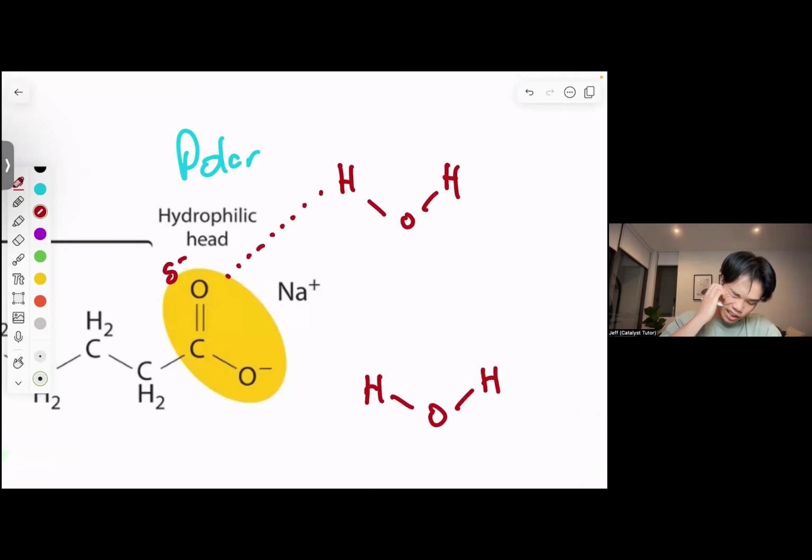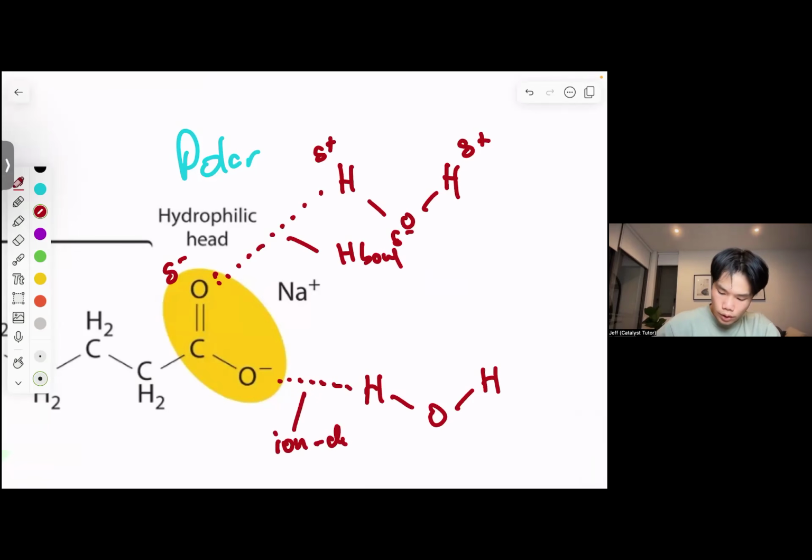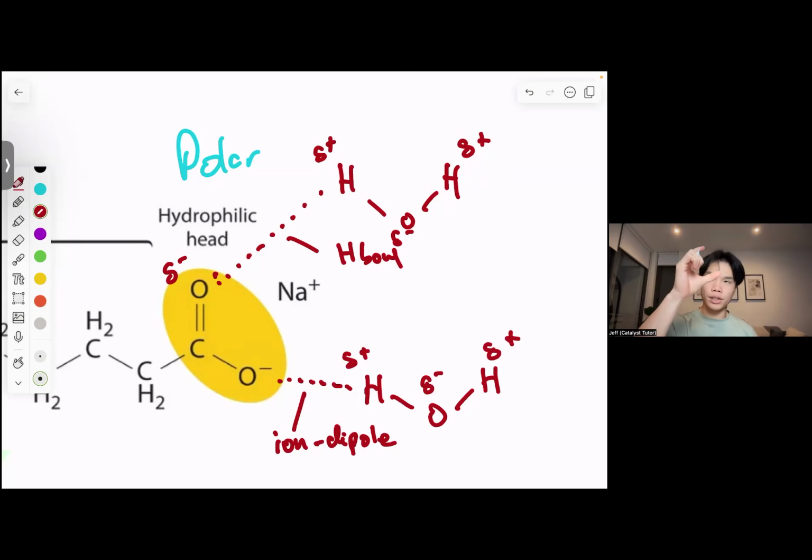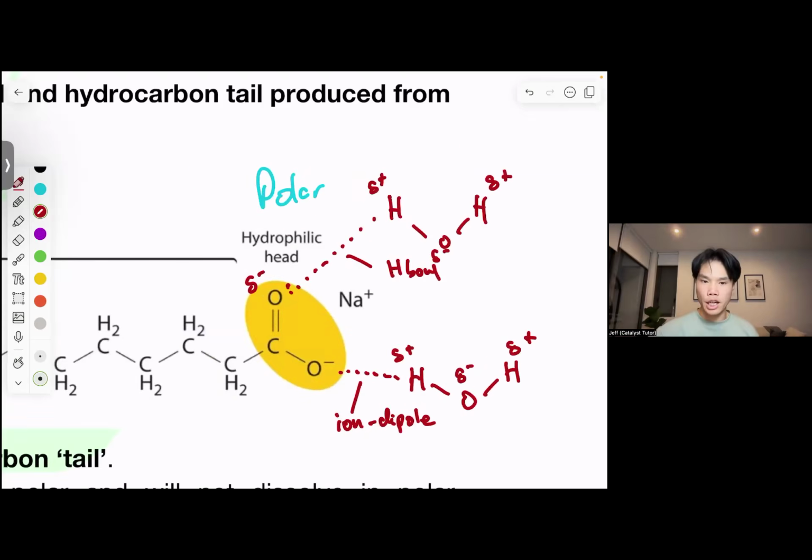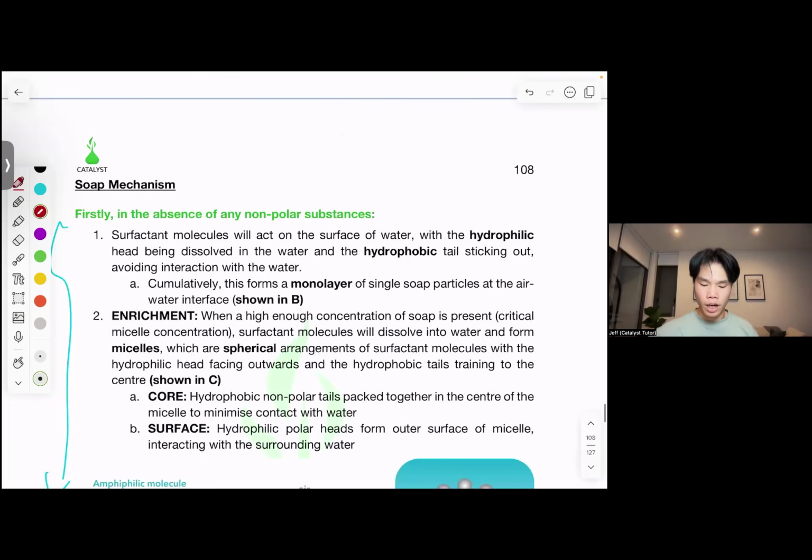So this is your H bond, ion dipole as well. This is your H bond, and this is an ion dipole, because the O minus on the carboxylate head is a full charge. It is an ion. And the dipole on water is able to form, therefore, an ion dipole with it. So you have two significant intermolecular forces you must mention when you talk about the carboxylate head dissolving in water. You talk about the H bond forming and the ion dipole forming.